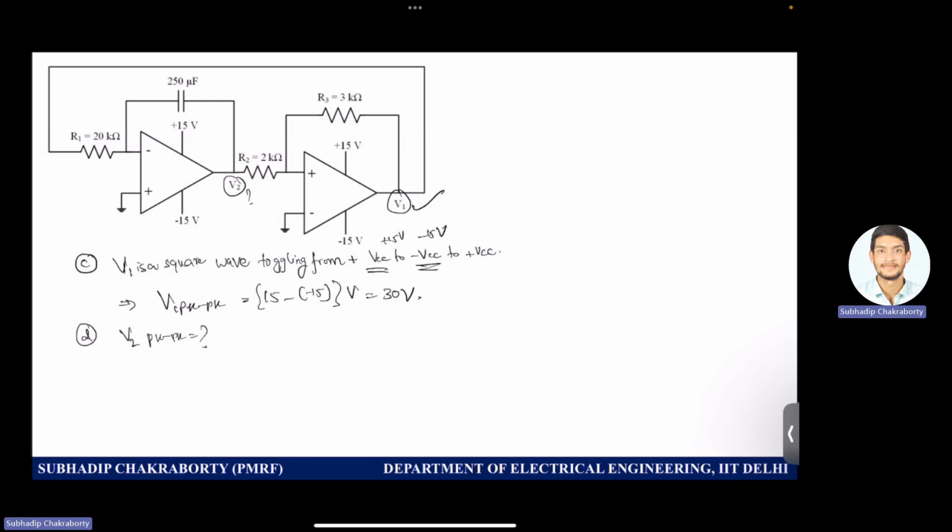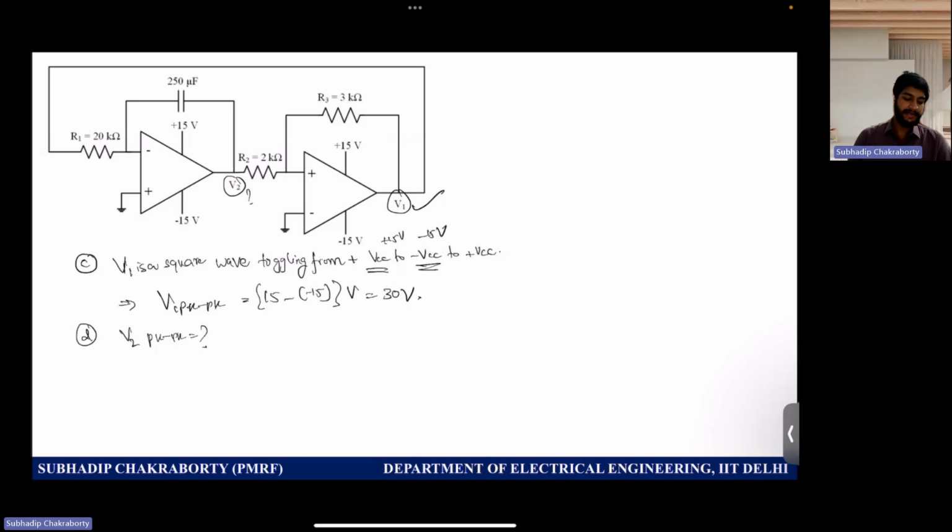So I think I have given you enough time to think about it. So kindly see one thing. You already know that V1 is toggling, right? Another thing you know, and you can see also, is that this is a positive feedback which is fed to the non-inverting end of the op-amp. And V1 is toggling. So this circuit is basically resembling a Schmitt trigger arrangement, right?